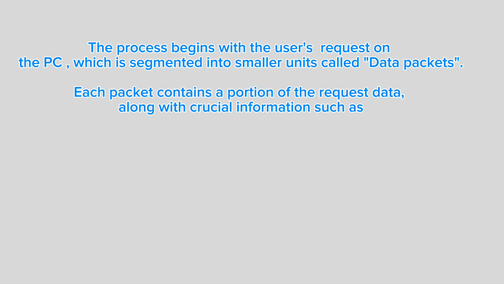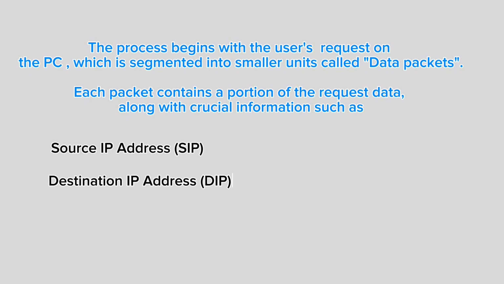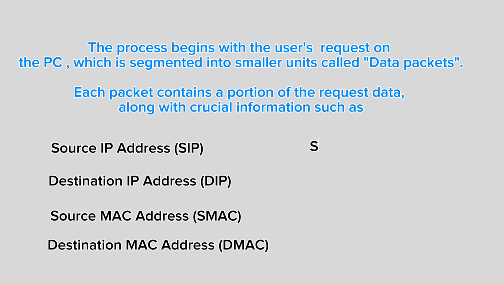Each packet contains a portion of the request data, along with crucial information such as the source IP address, destination address, source MAC address, destination MAC address, source port, and destination port. These packets are then transmitted across the network.